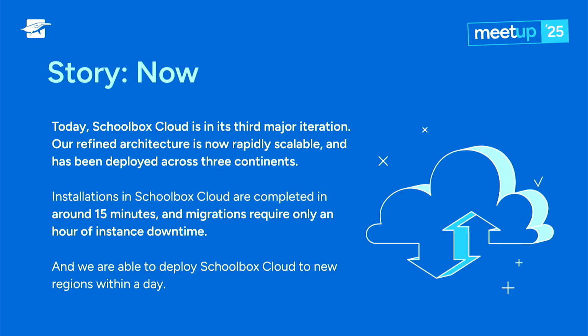Today we are now in our third iteration of Schoolbox Cloud, and the refined architecture is a scalable and rapidly deployable solution. We've deployed it across 3 continents now, and the installations now only take, as I said, around 15 or 20 minutes, and migrations an hour of downtime. And we're also able to deploy Schoolbox Cloud to a brand new region, so another country or continent within AWS, within a day.